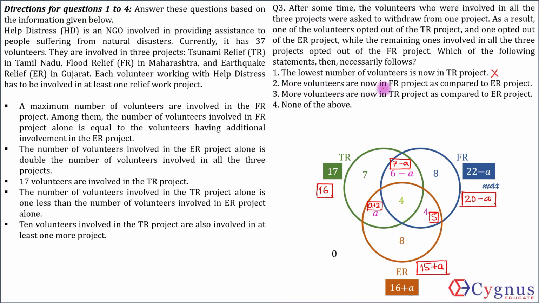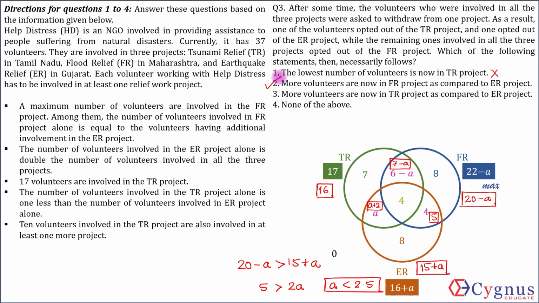More volunteers are now in FR project as compared to ER project. So the statement says that 20 minus A is necessarily greater than 15 plus A. Let's check. Well, that's true. A will always be less than 2.5 because the maximum permissible value of A is 2. So in any case, this will be true. It seems like the second option is necessarily true.